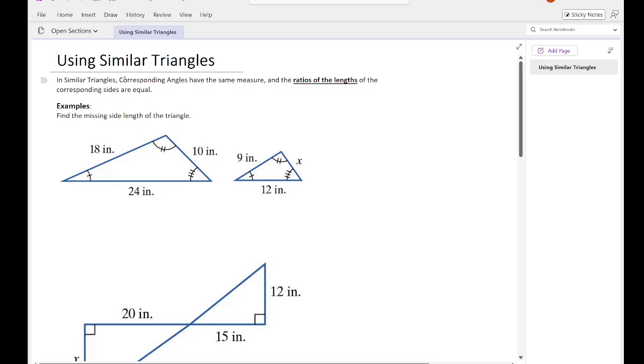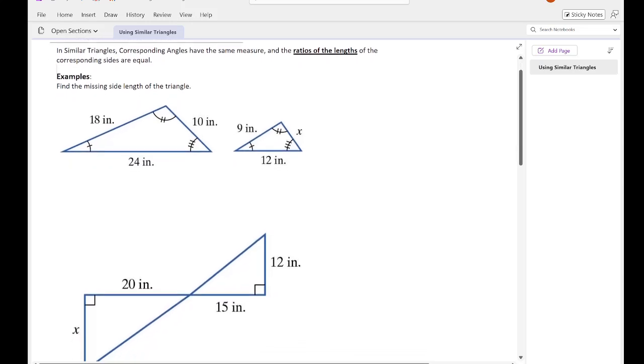In similar triangles, corresponding angles have the same measure, and the ratios of the lengths of the corresponding sides are equal. That's a very big, very important thing here. Ratios of the lengths. So we're going to use that fact to answer questions related to missing sides of a triangle. If they're right triangles, it's easy, but when they are anything else, similar triangles makes life a lot easier. So let's go with this one here.